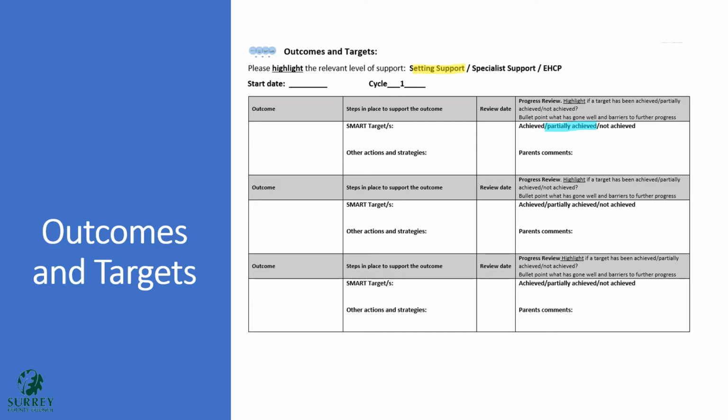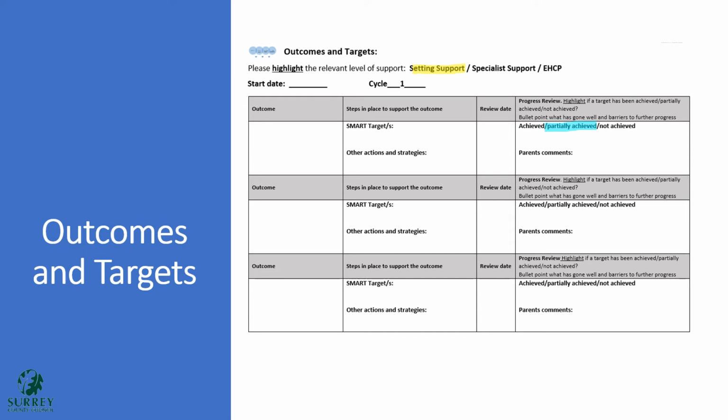The Outcomes and Targets pages are where you can record the details of all the support strategies and interventions as part of the Assess, Plan, Do, Review cycle. Each time you complete a new set of targets, remember to highlight the relevant level of support at the top of the page. If a child has a mixed profile of need, highlight the level that reflects the highest need. For example, a child may be at universal support in cognition and learning, but at specialist support for their communication, so you'd need to highlight specialist support.